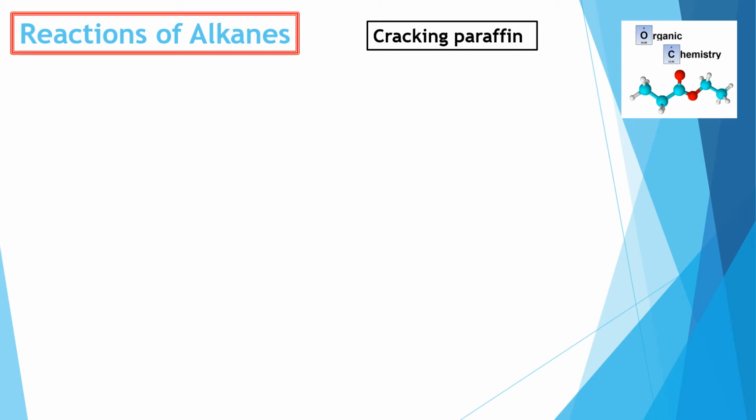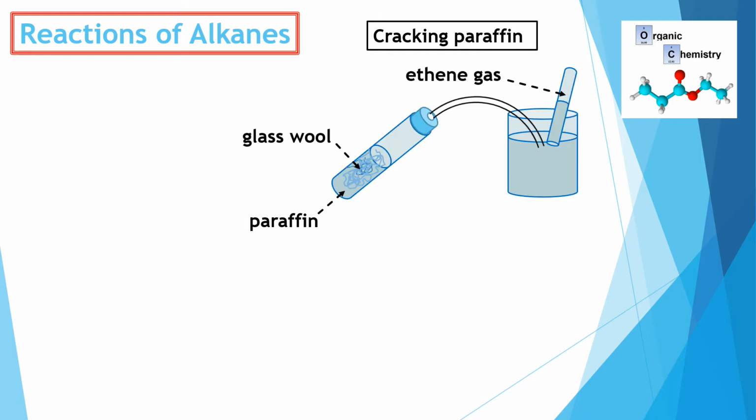So, cracking paraffin. We can actually do this in the lab, in the class, and it's often done in many science labs around the country, around the world. What you do is you take a boiling tube, a bigger tube, you fill it with paraffin and you put in there some glass wool. Now the glass wool is important because the silicon dioxide acts as a catalyst for this reaction. So you heat up this glass tube and this will produce bubbles coming off the paraffin.